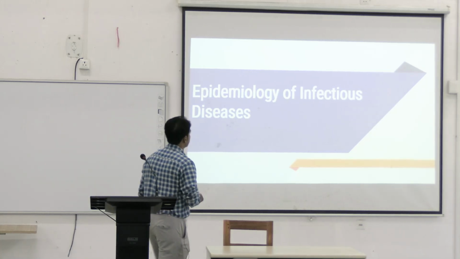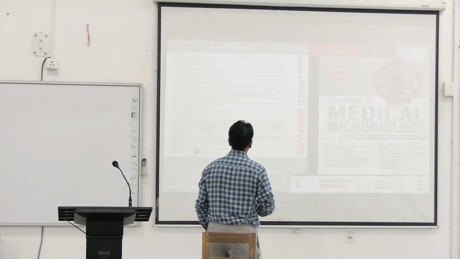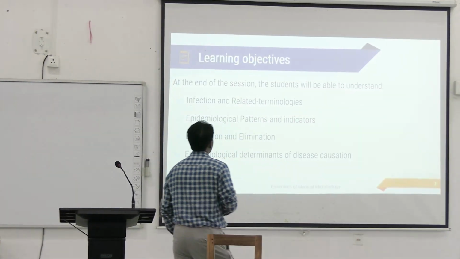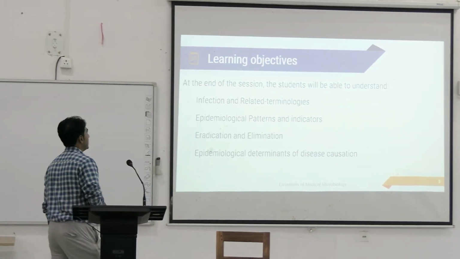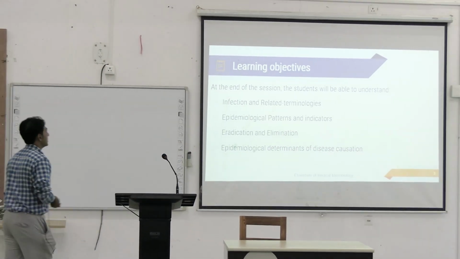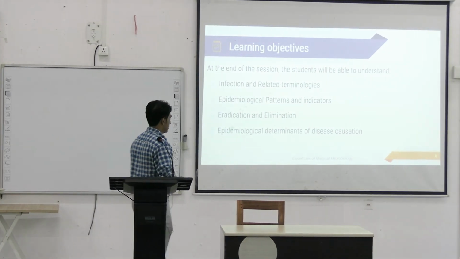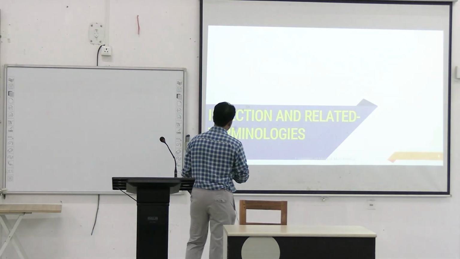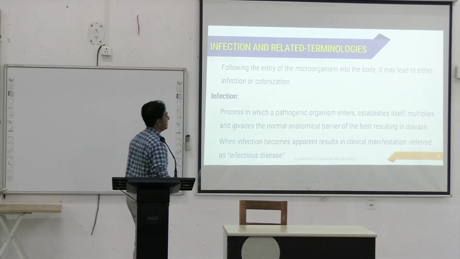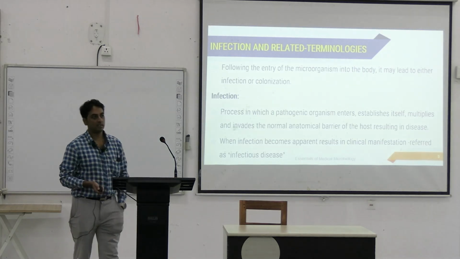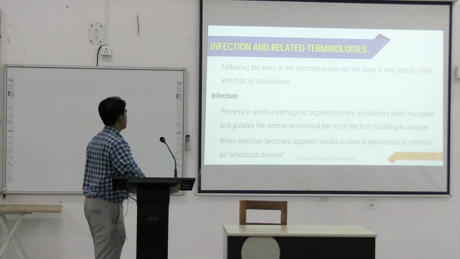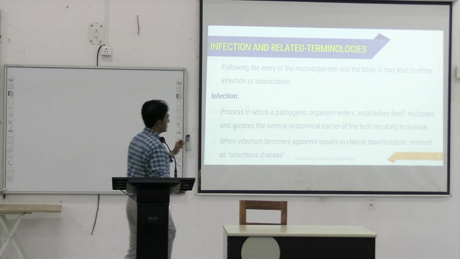So, the second part of our discussion is epidemiology of infectious diseases. We will be studying infection and related terminologies, epidemiological patterns, eradication and elimination, and the epidemiological determinants of disease causation. This chapter is mainly important for Viva and for the definitions. Okay, so you will have to learn these definitions by heart.